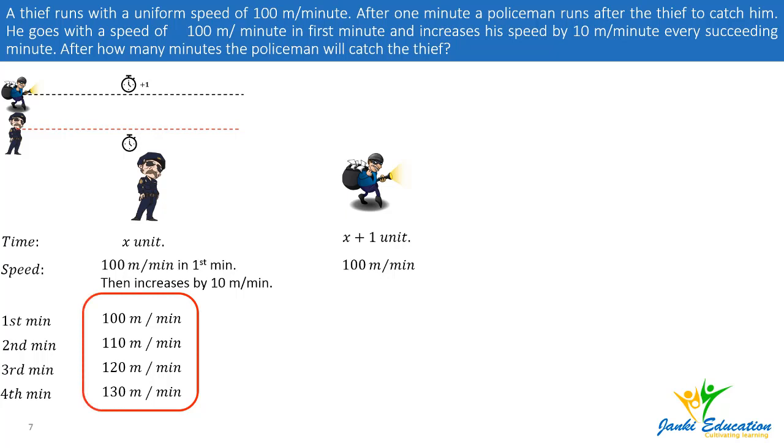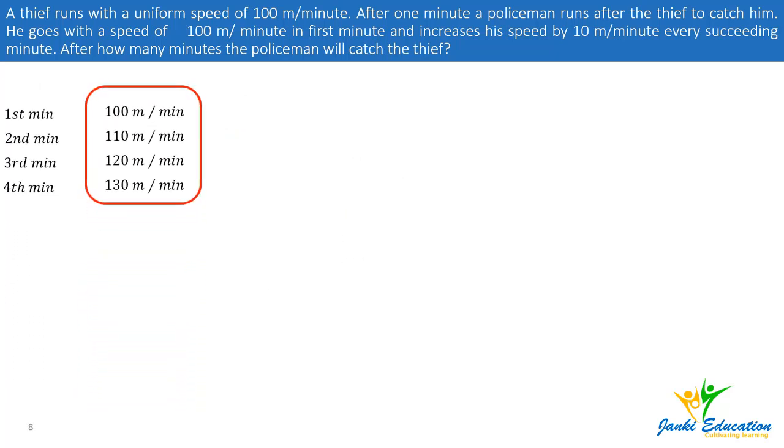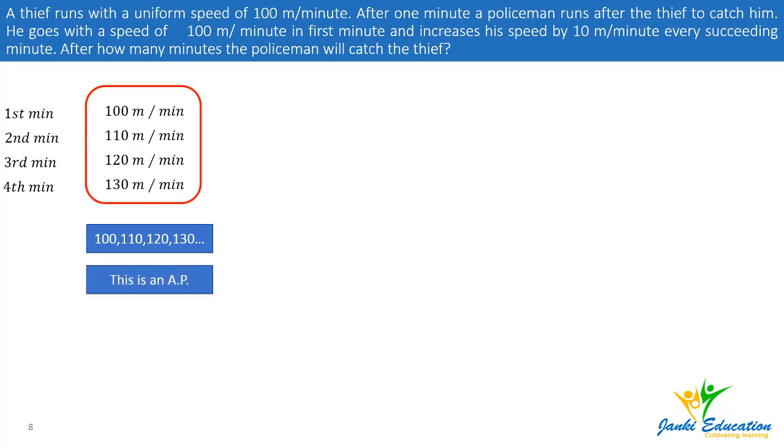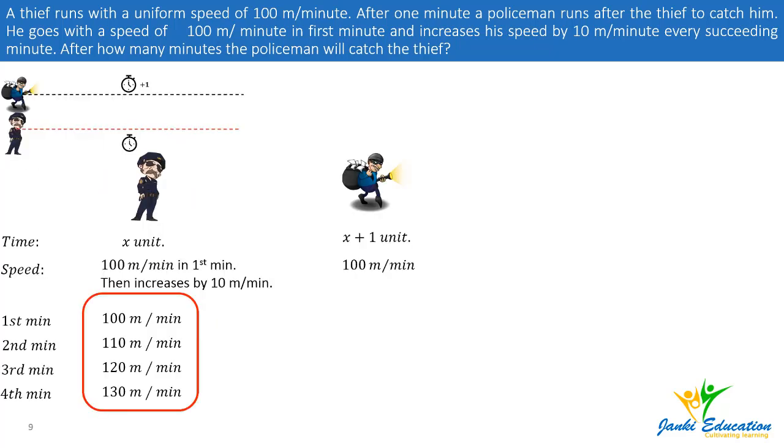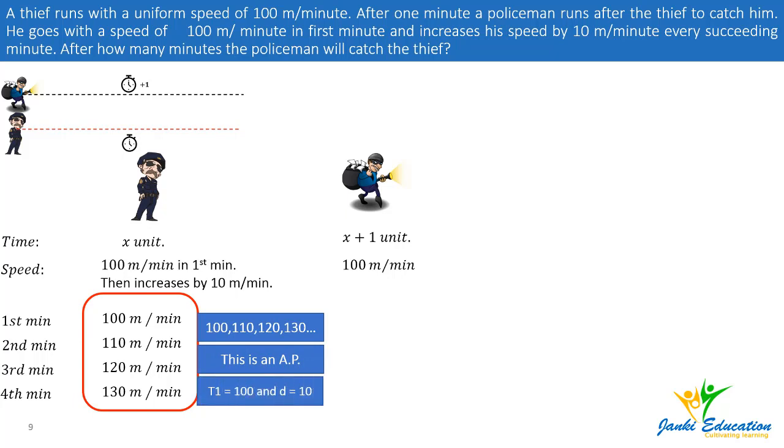Now we need to understand this part. Please pay your attention. If you check, this could be 100, 110, 120, 130. So what do you guess? Yes, your guess is right. It is an AP, arithmetic progression. So here, our term 1 is 100 and the difference is 10. Please keep this in your mind. So 100, 110, 120, 130 forms an AP, where T1 is 100 and d is 10.